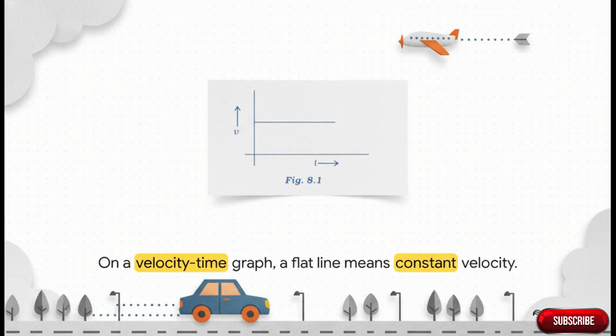But wait, you've got to be careful. Now look at this graph. This is a velocity-time graph. That flat, horizontal line does not mean the object is just sitting still. Nope. It means its velocity isn't changing. It's cruising along at a steady, constant speed. We call that uniform motion.